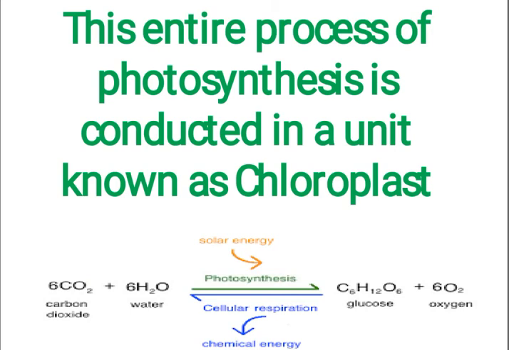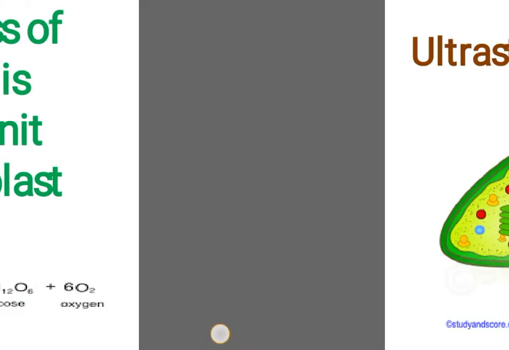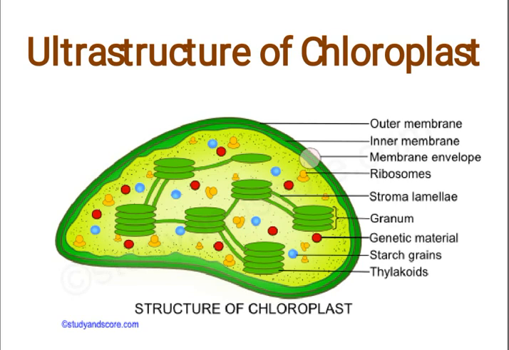Here you can see the reaction. 6 molecules of carbon dioxide are united with 6 molecules of water. The reaction takes place in presence of chlorophyll and solar radiations inside the chloroplast, with production of glucose, that is C6H12O6, and 6 molecules of oxygen are released in the environment. So this entire process of photosynthesis is performed or controlled by a specialized unit present in the cell, and that unit is known as chloroplast.